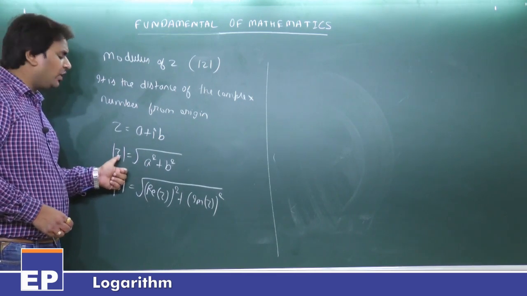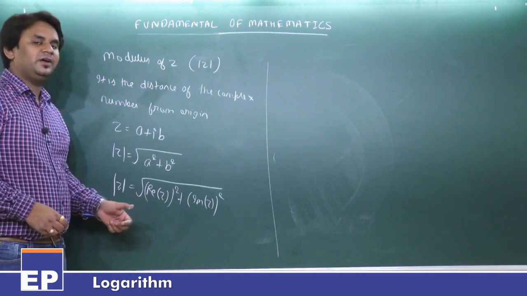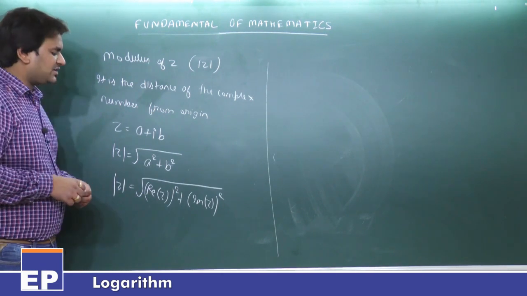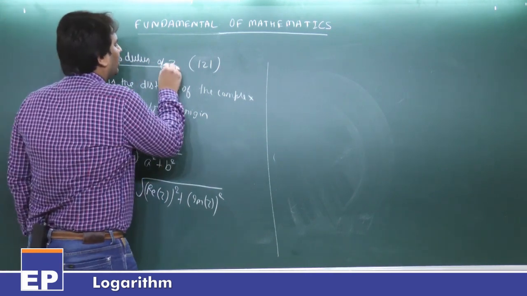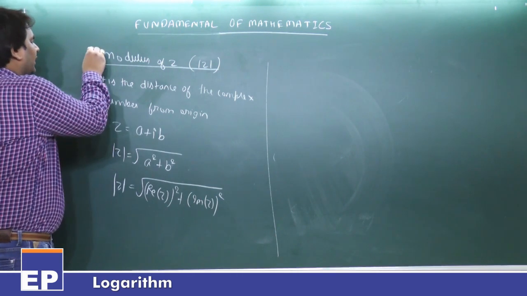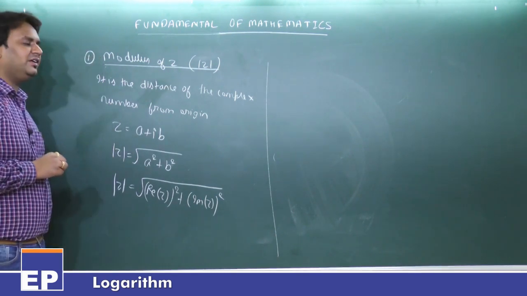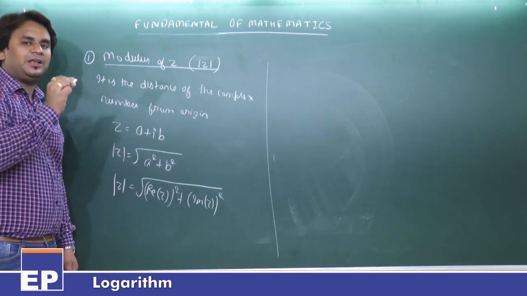You can say the modulus of z is the square root of a square plus b square. And the modulus of z is what? The square root of the real part of z squared plus the imaginary part of z squared. So this is the formula to calculate the modulus of z, or mod of z. This is the first formula that you have to remember, and the definition is that it is the distance of the complex number from the origin. I will tell you geometrically what the meaning of that is.